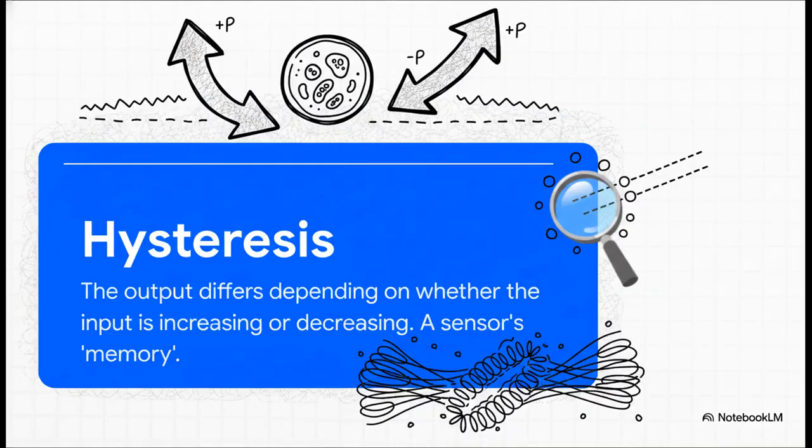Then you've got this fascinating flaw called hysteresis. It's almost like the sensor has a memory of where it's just been. The reading you get for a certain amount of pressure might be different depending on whether you're increasing the pressure to get there or decreasing it. This lag creates this frustrating zone of uncertainty that's a real headache to deal with.